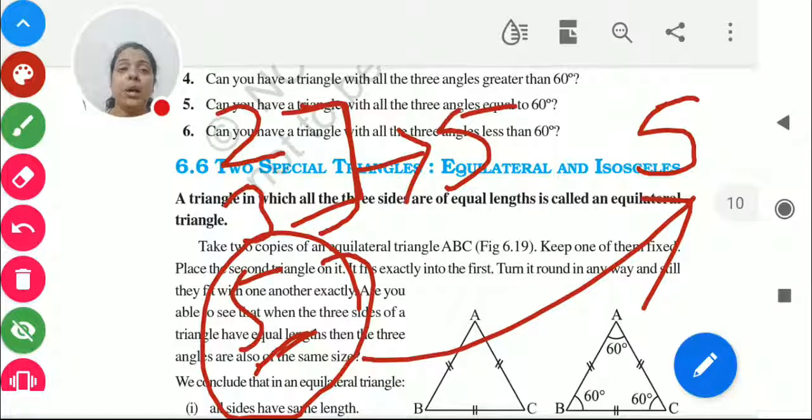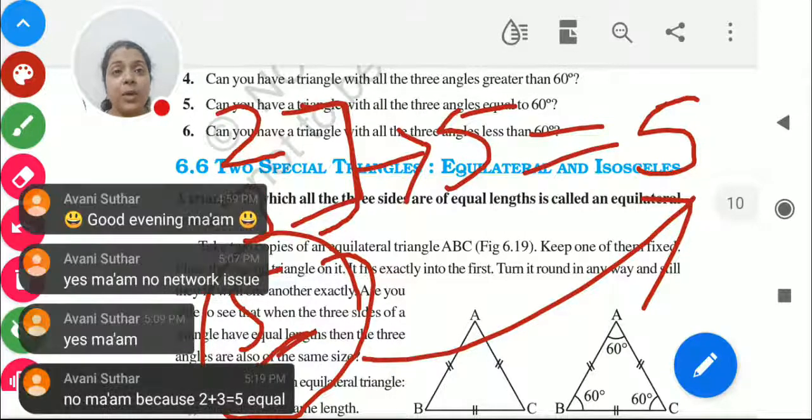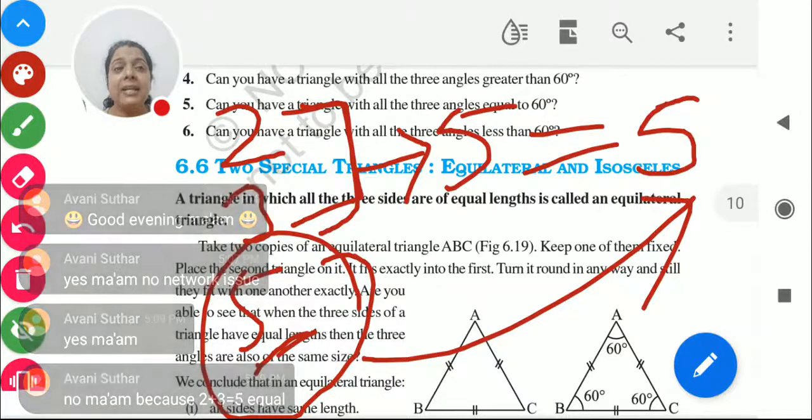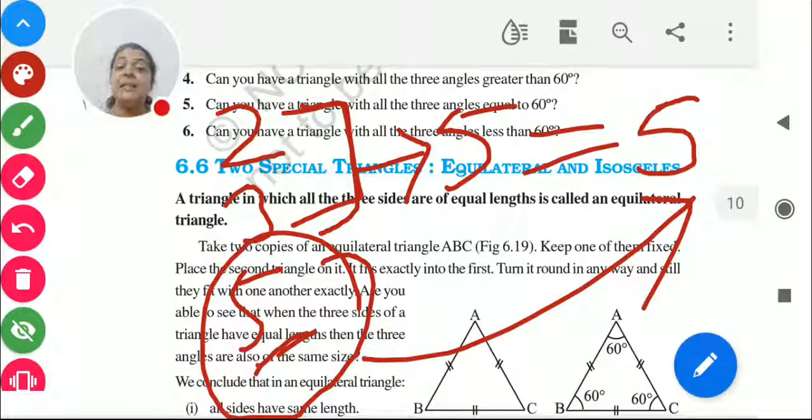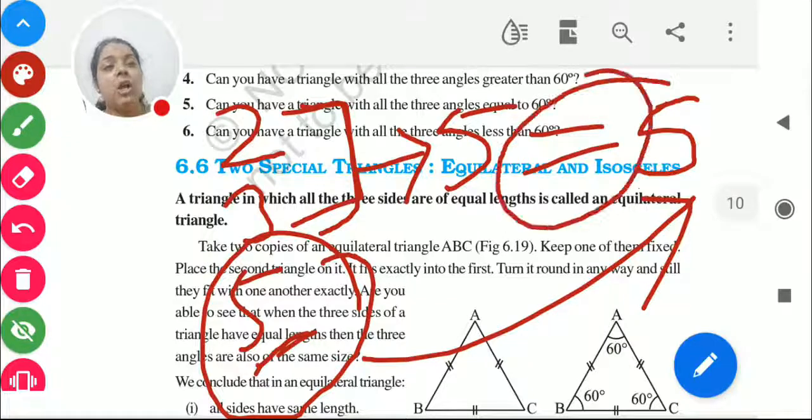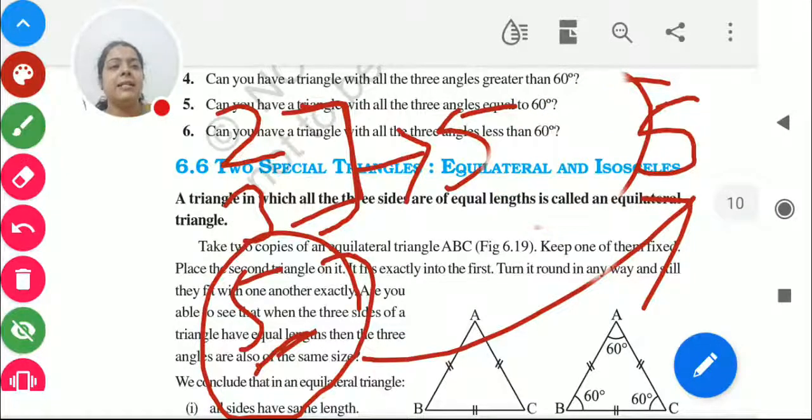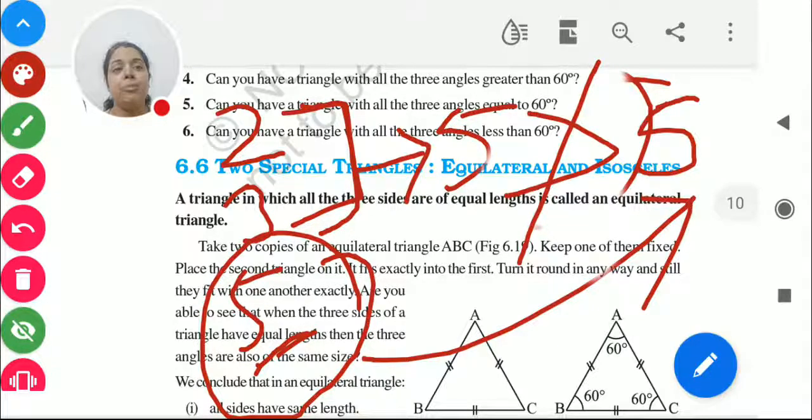Now you have to compare. This side is 5, that side is 5, so it is equal. But I said it should not be equal, because the sum total is supposed to be greater than the third one. That's the rule. But here we find it is not greater than. If it is not greater than, then we cannot form the triangle here.